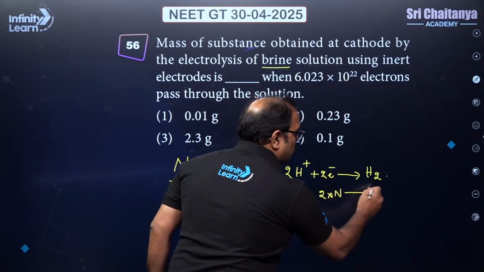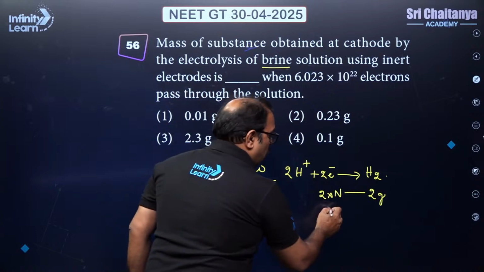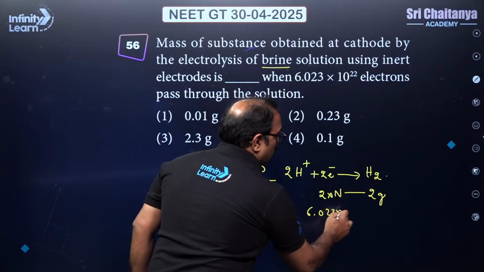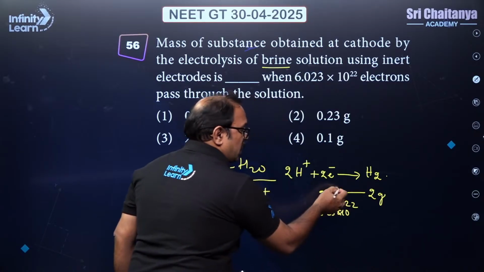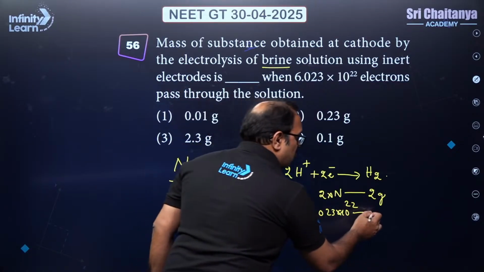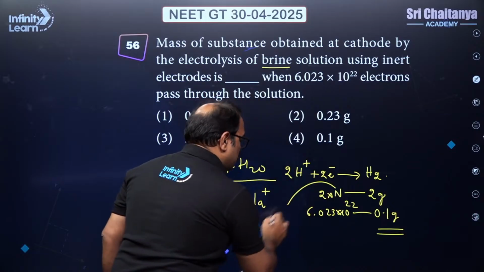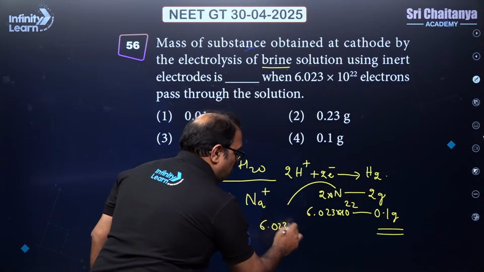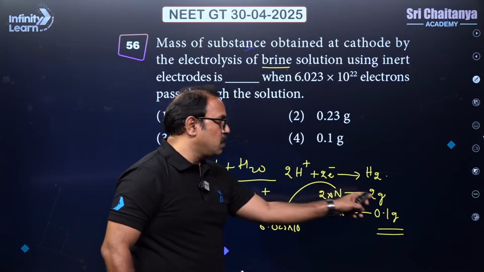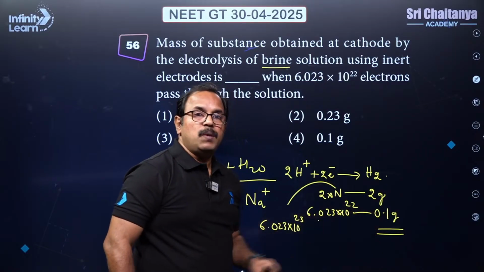So 2n electrons involved, you will get 2 grams. If you have 6.023 into 10 power of 22, here this n you can write as Avogadro number, 6.023 into 10 power of 23, then in this case you will get 0.1 grams. You can calculate, you can of course substitute the n value, this is a very simple one. So 2 into 6.023 into 10 power of 23, you will get 2 grams. 6.023 into 10 power of 22 comes to be 0.1 grams.